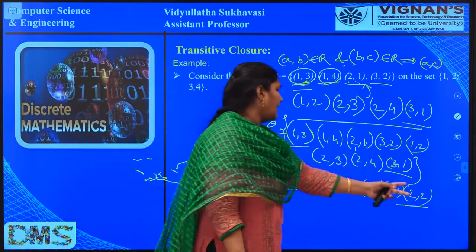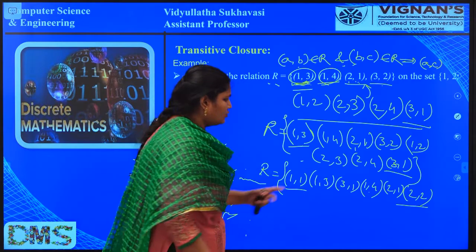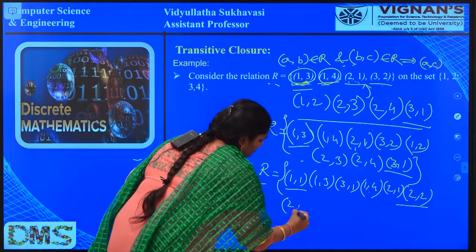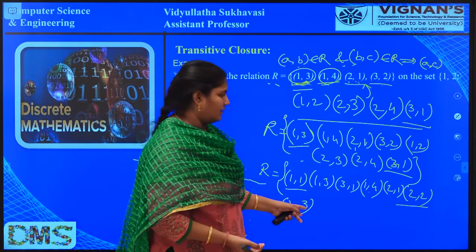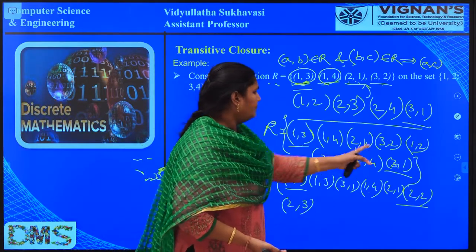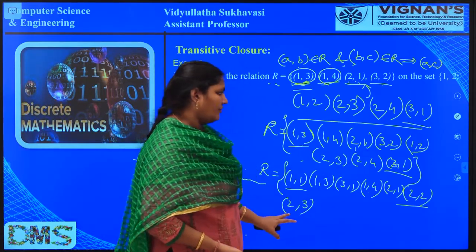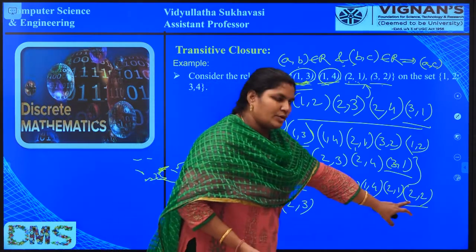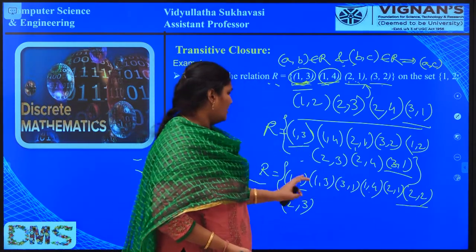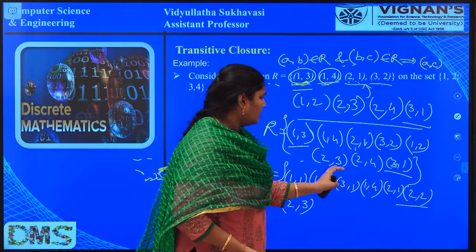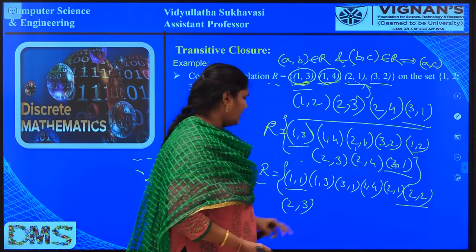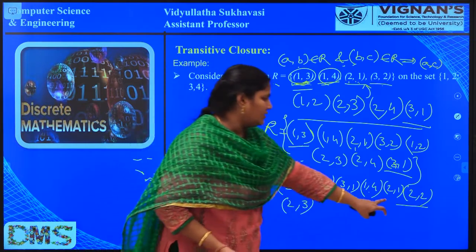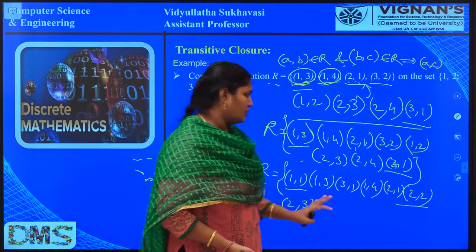So next again check with another ordered pair, that is (2, 3). So check the ordered pair which starts with 3. So here we have (3, 2). That means we will get (2, 2). So (2, 2) is already present in the relation R. Next, (2, 3) means we will check with this ordered pair (3, 1). So we will get (2, 1). So it is already in the relation R. So no need to add.